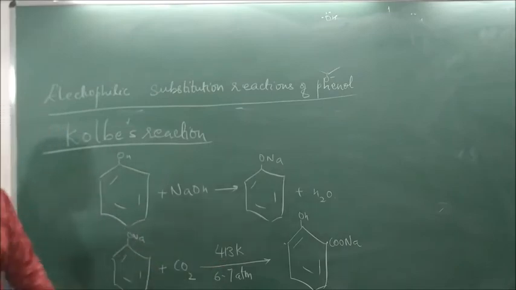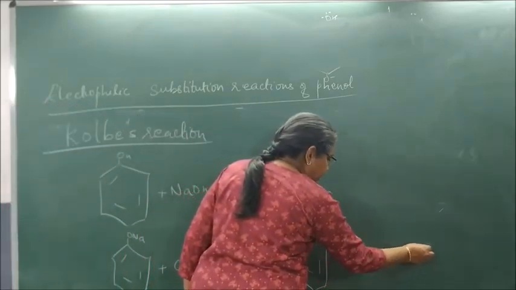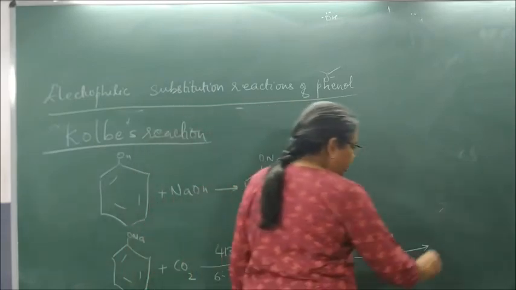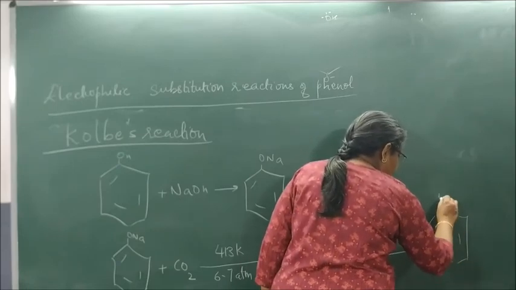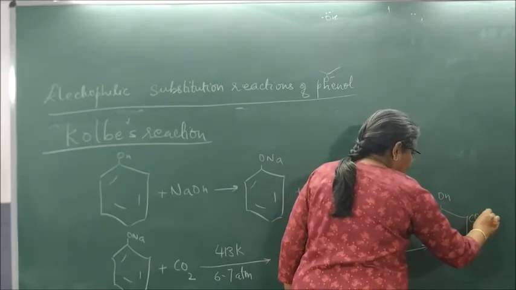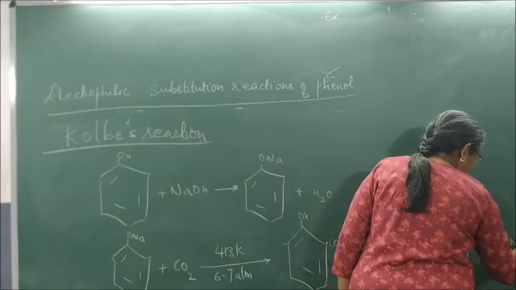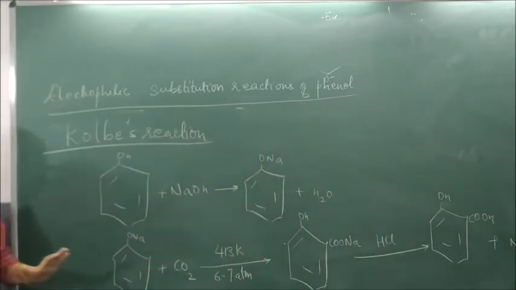This compound is called as what? Sodium salicylate. This sodium salicylate, when it is treated with HCl on acidification, it forms what? Salicylic acid, C6H5OH and COOH, plus what is formed? NaCl. This is actually how the reaction takes place.